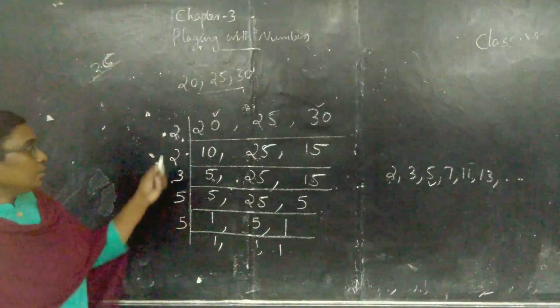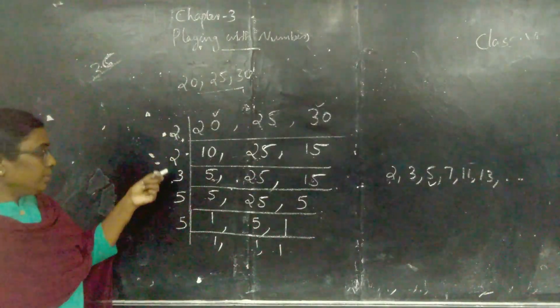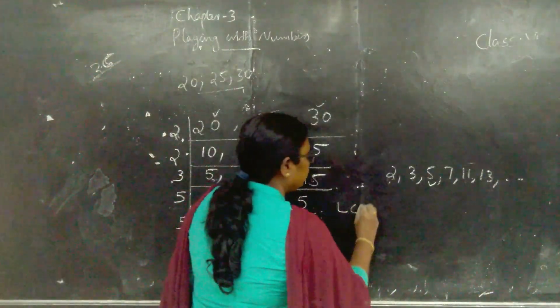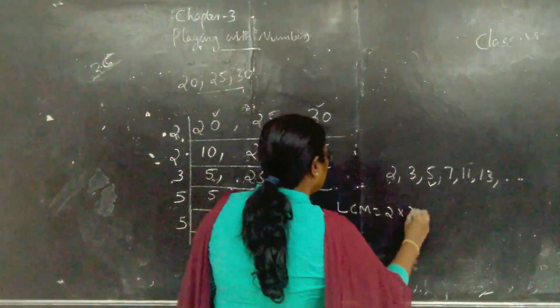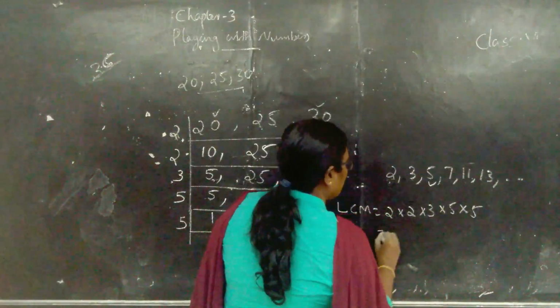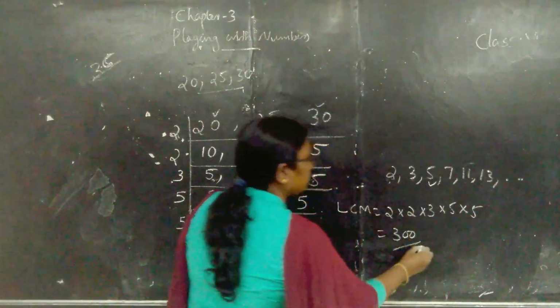So the LCM is 2 into 2 into 3 into 5 into 5, which is equal to 300.